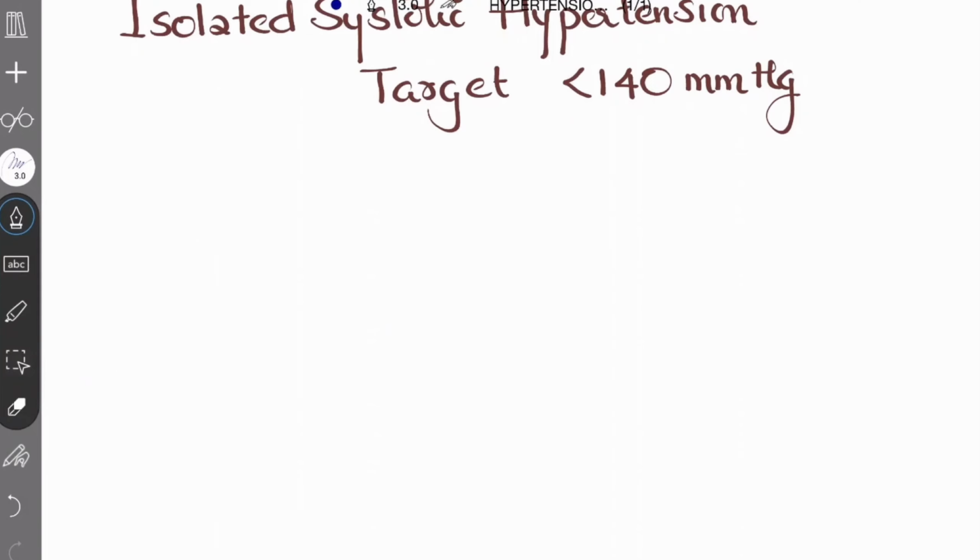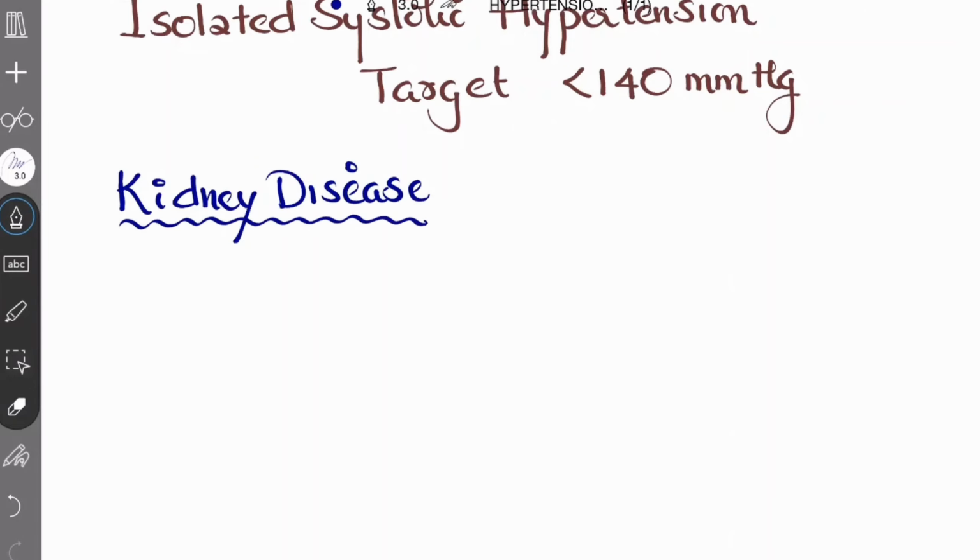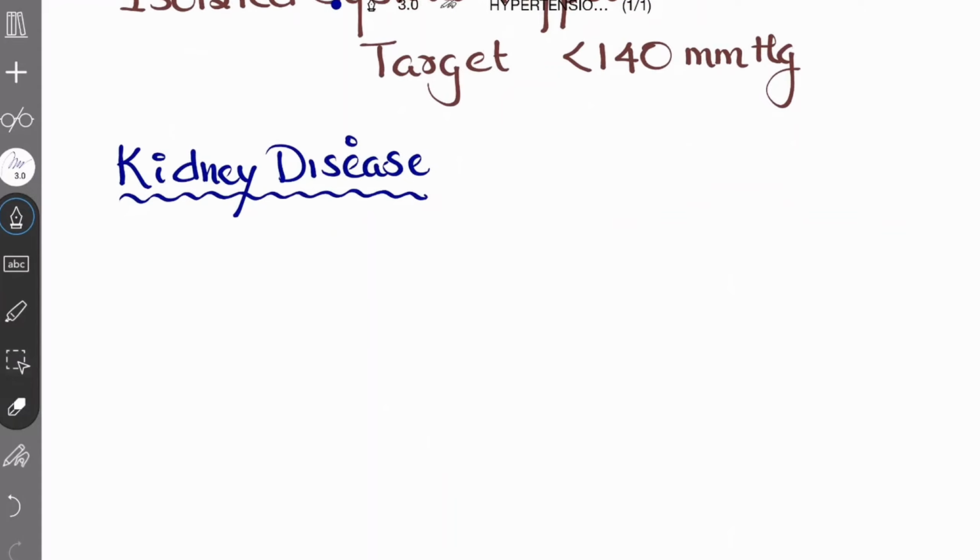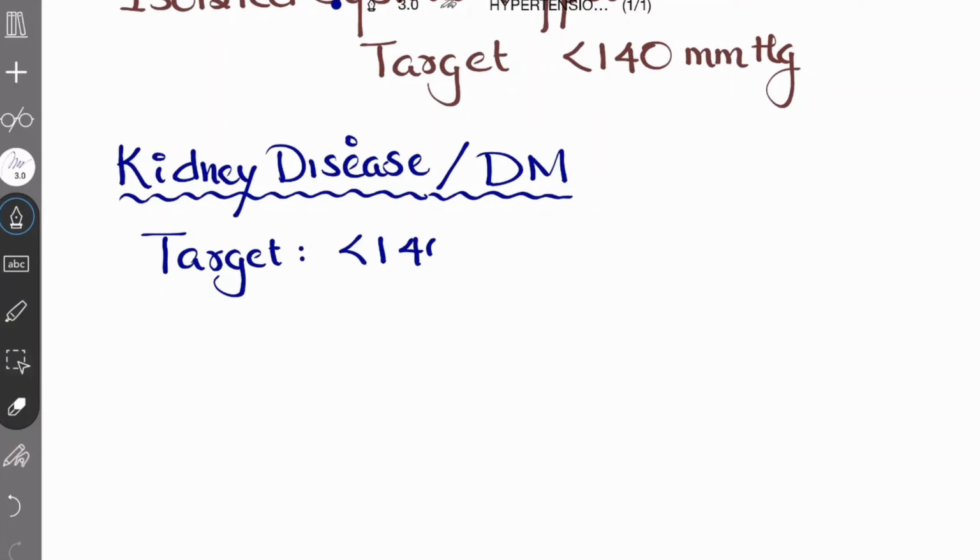Next, in patients with CKD, kidney disease, that is chronic kidney disease, or it can be diabetes mellitus, the BP should be reduced to a goal of less than 140/90 millimeter of Hg. This is the target that we set for a patient who has kidney disease or diabetes mellitus.